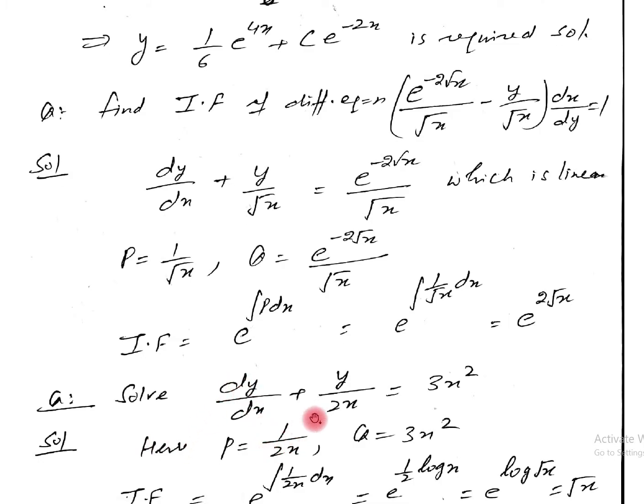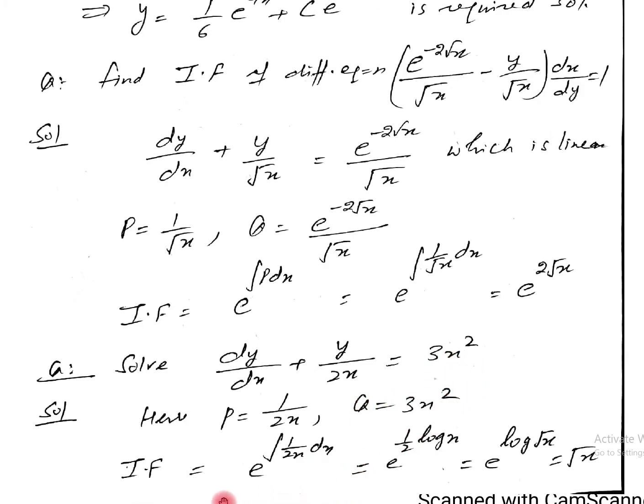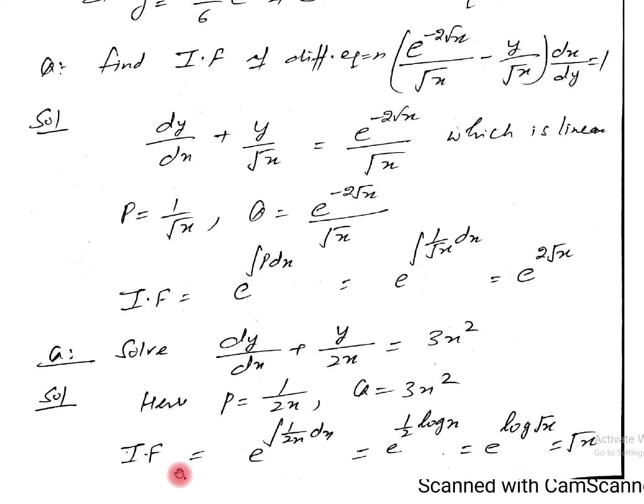Solve dy by dx plus y upon 2x equal to 3x square. Again comparing it with the standard equation, the value of p is 1 upon 2x, the value of q is 3x square. Now in the first step we will find out the integrating factor, e raised to power integral of p dx. So it is e raised to power 1 by 2 log x.